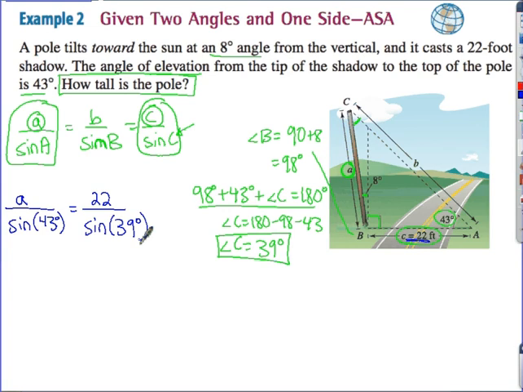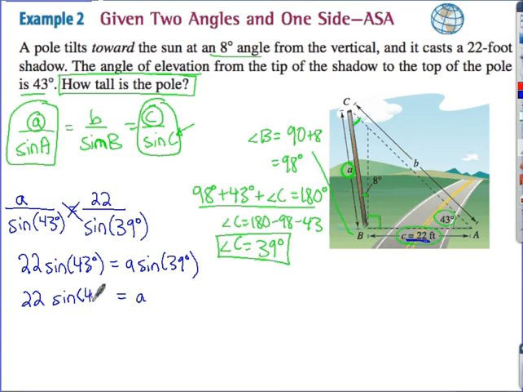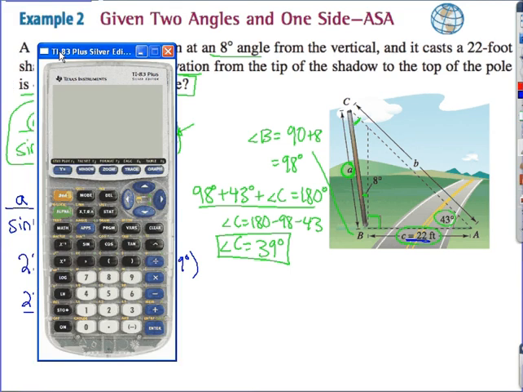We've got a little ratio we can cross multiply. Maybe you want to stop the video right now and solve this, or if you want to keep watching, that's okay too. So here we go. We're going to do cross multiplication. So basically we have 22 sine 43 degrees equals a sine 39 degrees. And a is our unknown, so we divide both sides by sine 39, and we end up with 22 sine 43 degrees divided by sine 39 degrees. Okay, that is an exact answer, and if we want to find a decimal approximation, then let's just calculate it now.